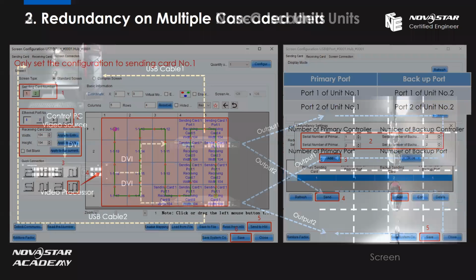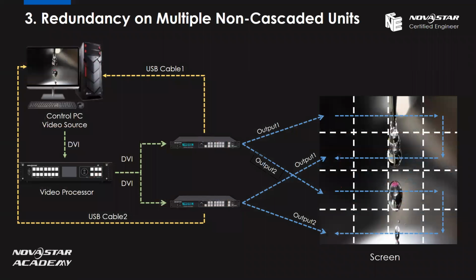Okay, let's move to the third one, the redundancy of multiple non-cascaded unit. We just talked about the cascaded unit, and in this chart, we'll show you what's the non-cascaded unit. The same, let's check the video signal first. DVI signal from the video source enters the video processor to split two same DVI signals to two sending cards. But the different part is the USB cable.